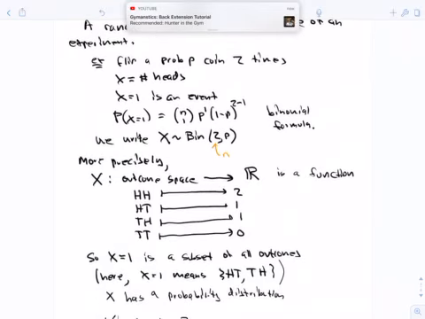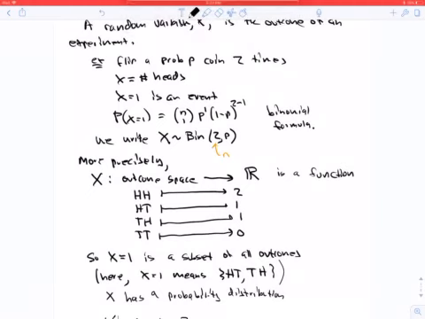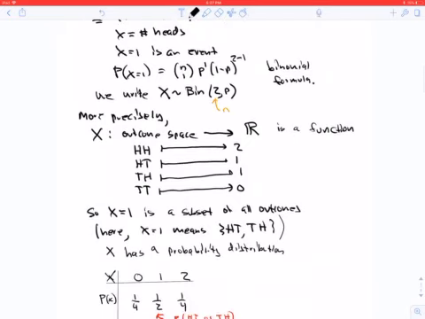And the probability that X is 1 just follows the binomial formula. We write X tilde bin(2, p) to mean that X belongs to the binomial distribution, or X has the same distribution as the binomial distribution, with n is 2 and p is whatever p is. So more precisely, X is a function from your outcome space to the real numbers.